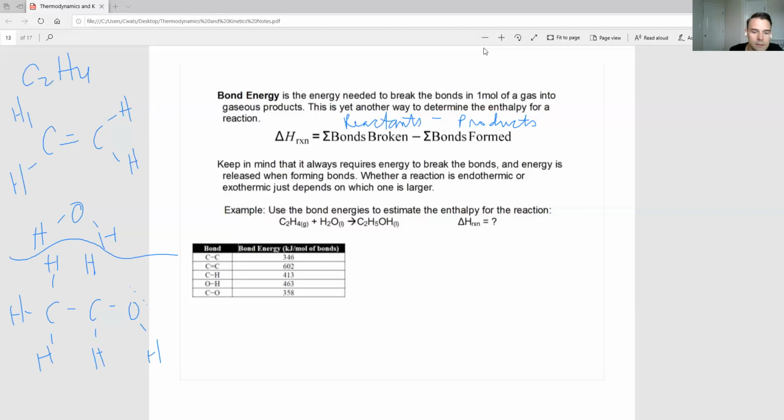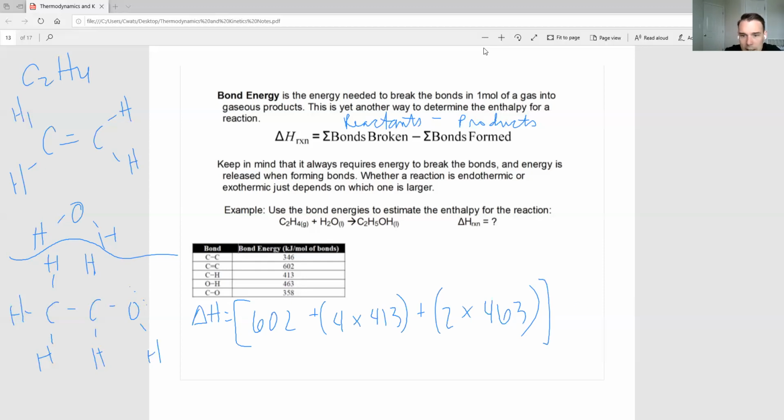There are my reactants. So the reactants, I have a C double bond C, which is 602 kilojoules per mole, plus I've got 4 CH bonds, 4 times 413, plus I've got 2 OH bonds, which is 463, and that should be all of the reactants, okay, minus the bonds that are formed, which are the products.